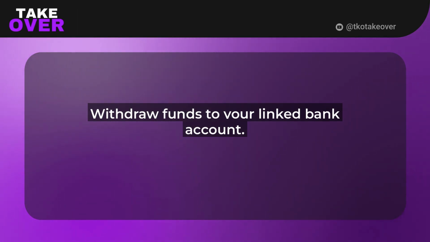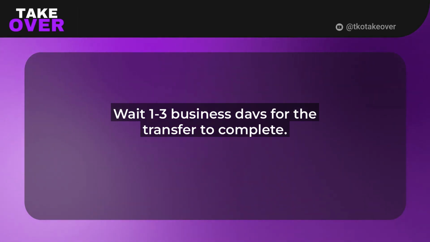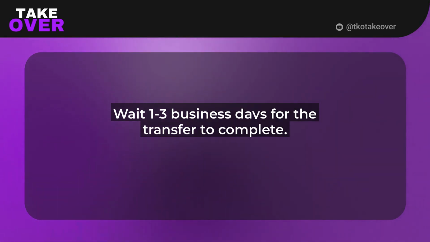Step 1. Log into your PayPal account and head to the Wallet or Balance section. Select Withdraw Funds and choose your linked bank account. Enter the amount you want to transfer, double-check for accuracy, and confirm the transaction. Keep in mind, this could take 1 to 3 business days to process, depending on your bank.